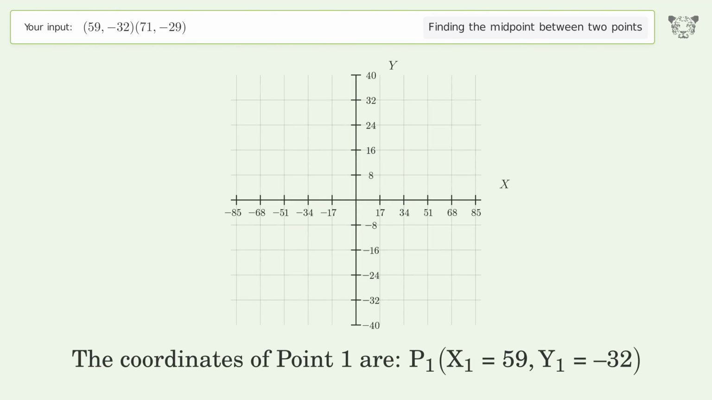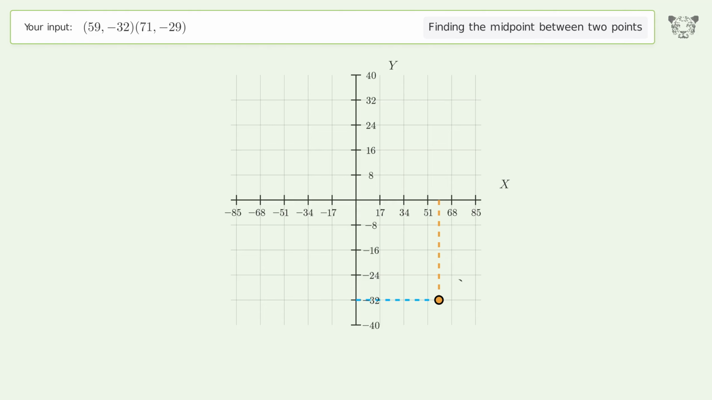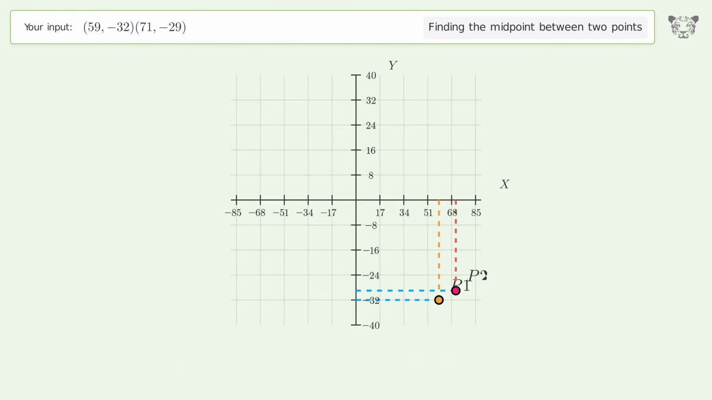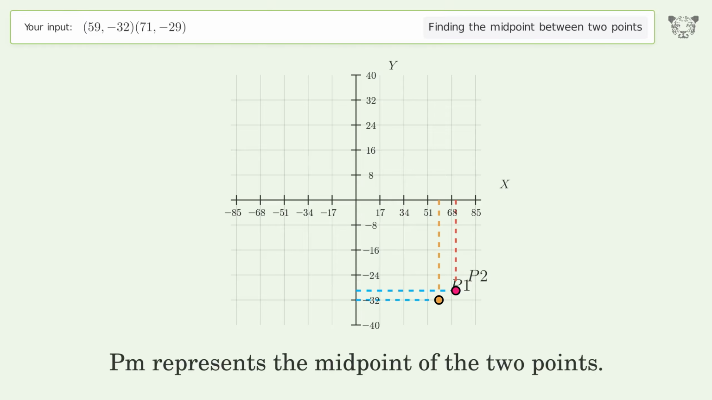The coordinates of point 1 are x1 equals 59, y1 equals negative 32. The coordinates of point 2 are x2 equals 71, y2 equals negative 29. PM represents the midpoint of the 2 points.